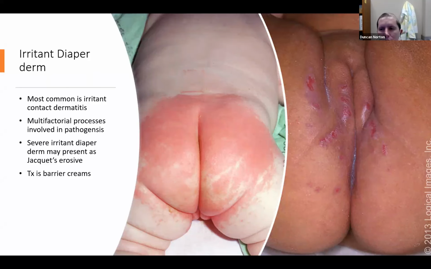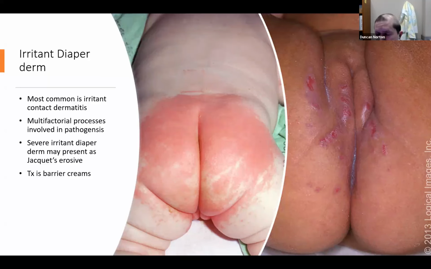You tend to use steroids in severe diaper dermatitis to help its resolution, but the mainstay treatment is just barrier creams. A lot of us use zinc oxide. Go for the 40%. Don't use the little itty bitty 20%. Really go for the big guns.